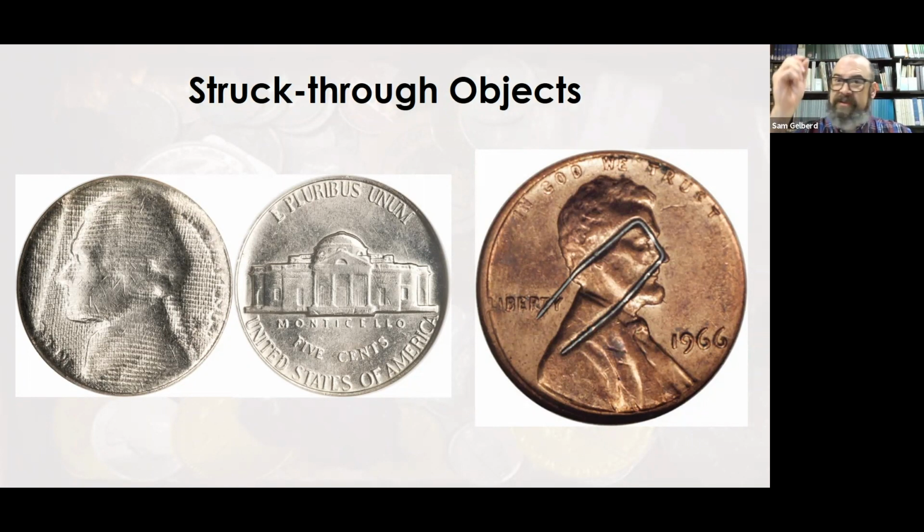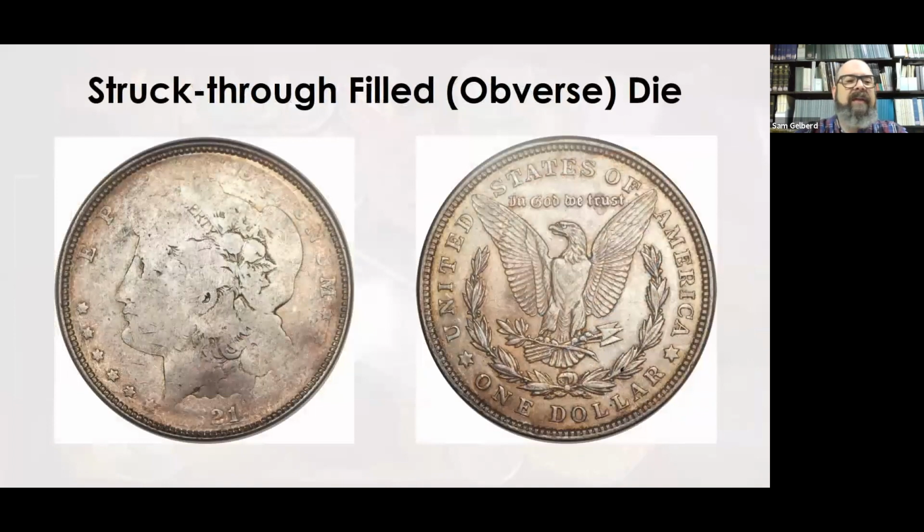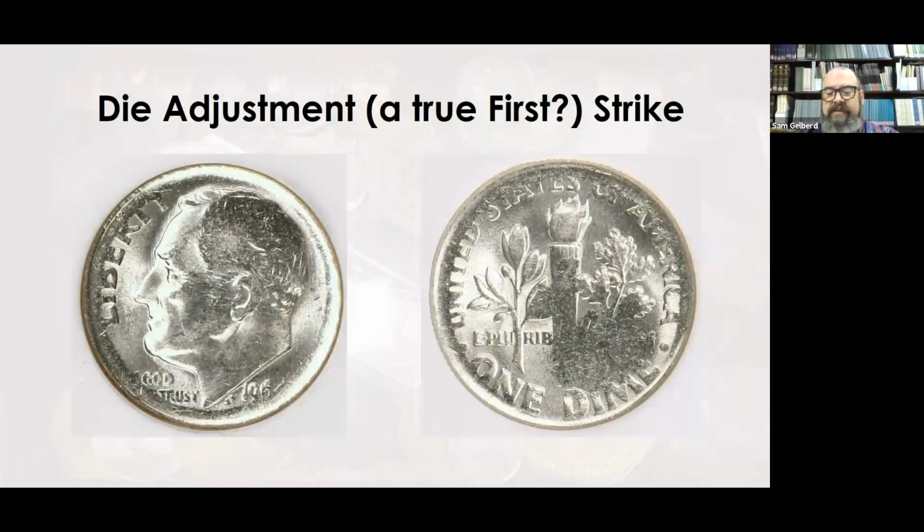I guess the bristle just landed, got caught in the striking chamber somehow, and actually got stuck into that Lincoln cent. Very dramatic error. Very cool. And of course, there's another one where you can see where the obverse die was filled with mint goop. Sometimes you could refer to these as strike through errors. This was really struck through grease.